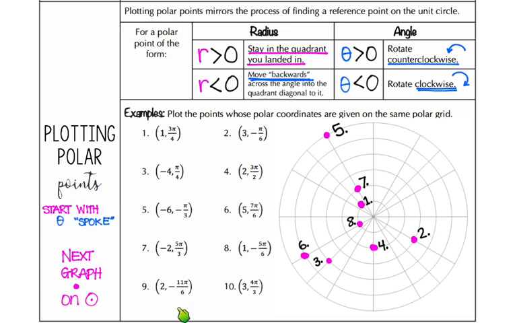For point number 9, we identify negative 11 pi over 6. So we're going all the way around that way to find negative 11 pi over 6. And then we walk out 2. For the last one, we identify the spoke 4 pi over 3. And we're going to walk forward 3. And there it is. And so those are the 10 points that are plotted. You have those now in your guided notes.